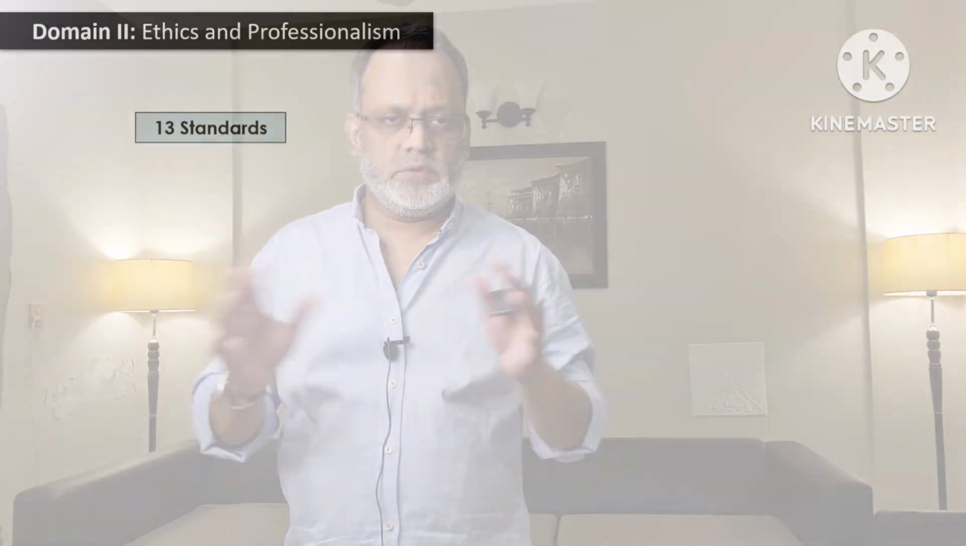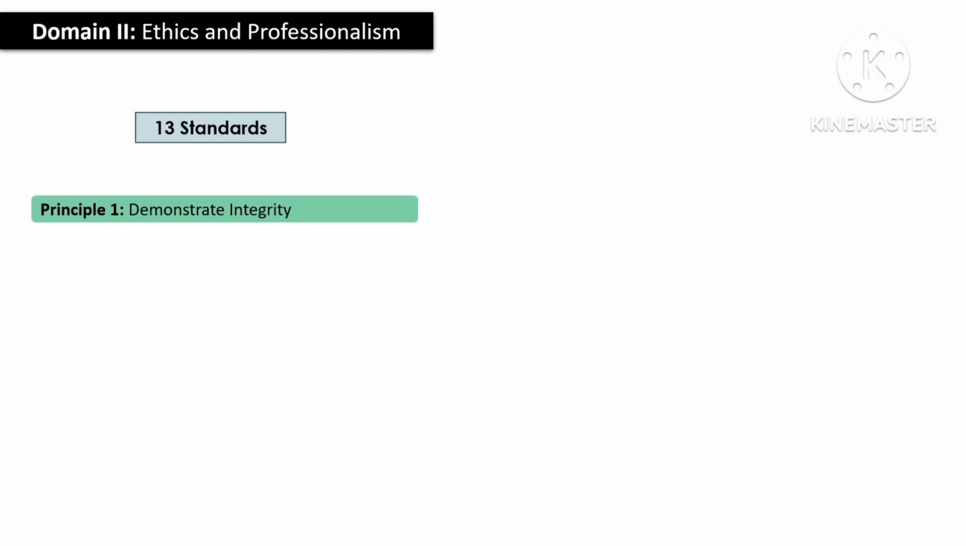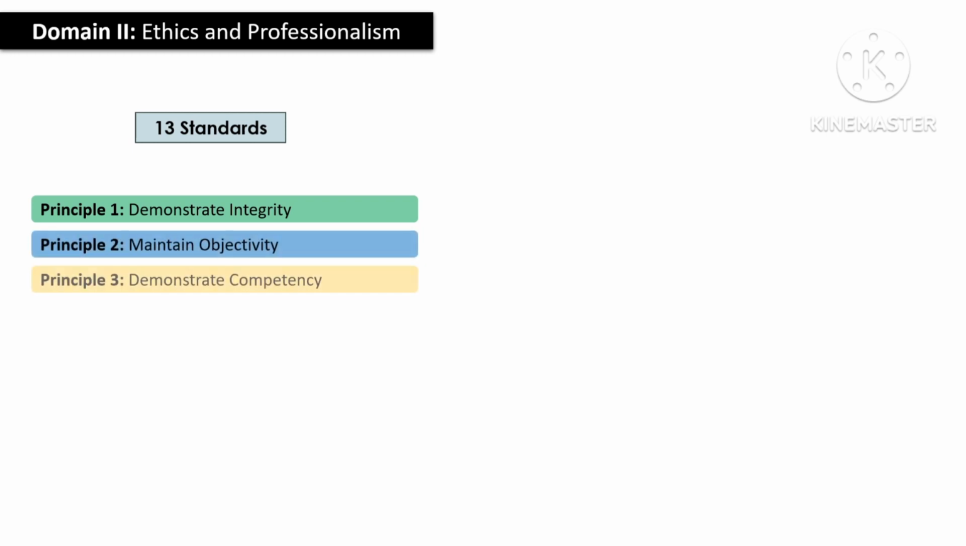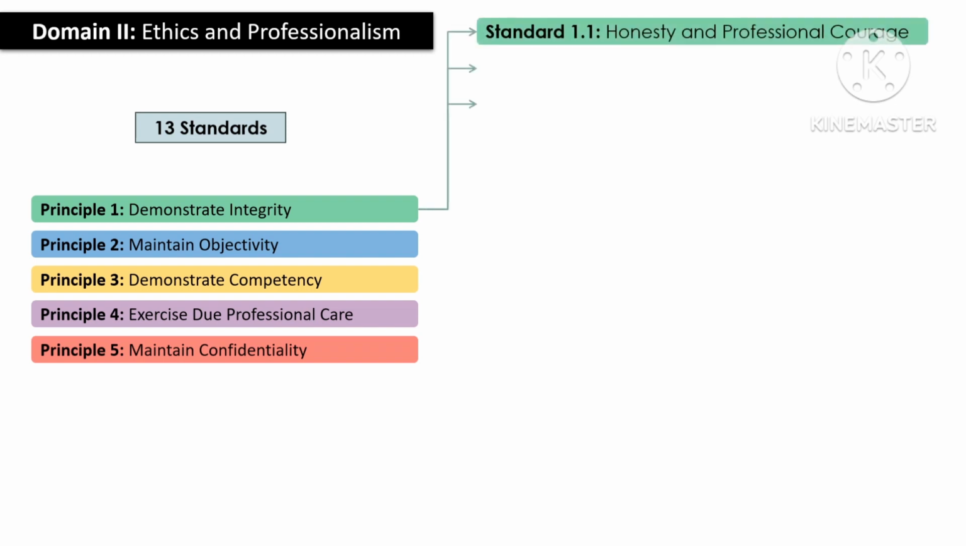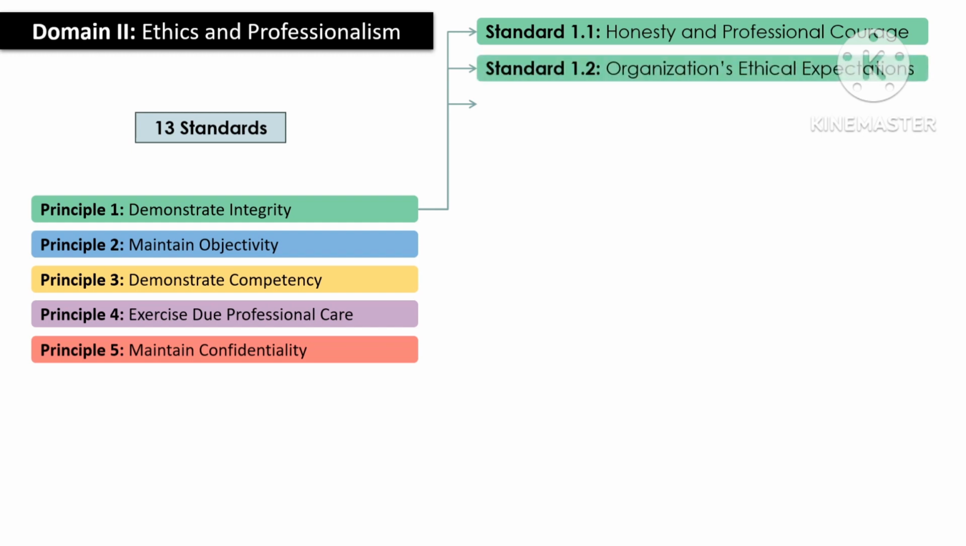So let's see the positioning of standard 1.1, which we are covering right now, and see the overall domain 2. Domain 2 has 5 principles: number 1 is demonstrate integrity, then maintain objectivity, principle 3 is demonstrate competency, 4 is exercise due professional care, and then maintain confidentiality. There are 13 standards. Principle 1 has 3 standards: 1.1, honesty and professional courage, which we are covering now, then 1.2, organization's ethical expectations, and legal and ethical behavior is the third one.